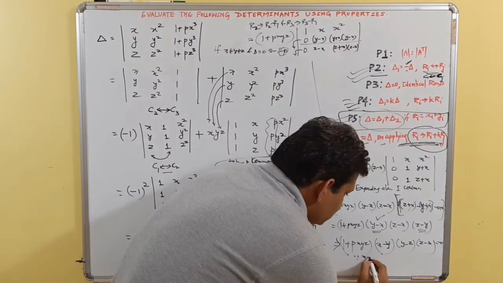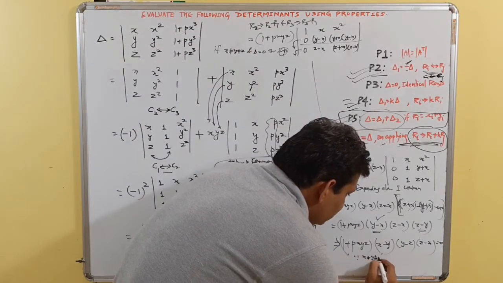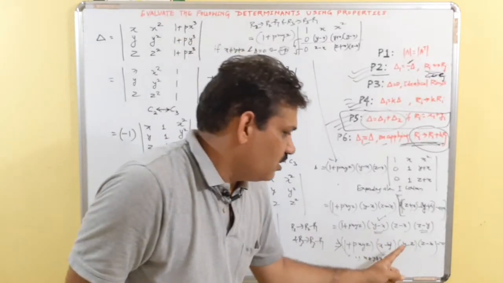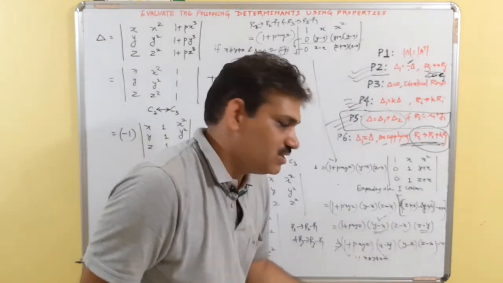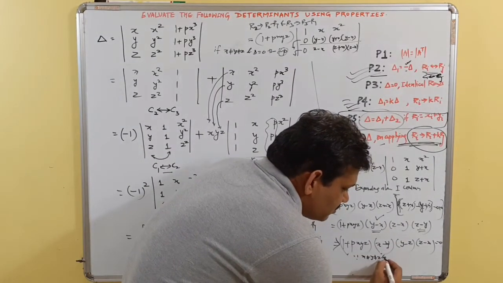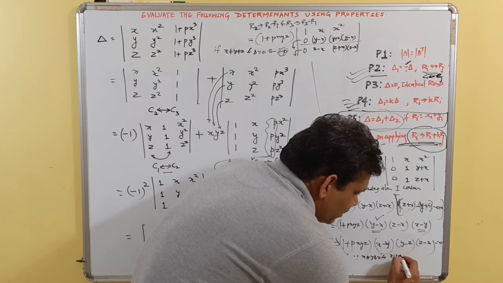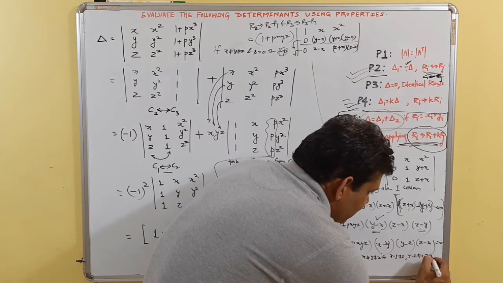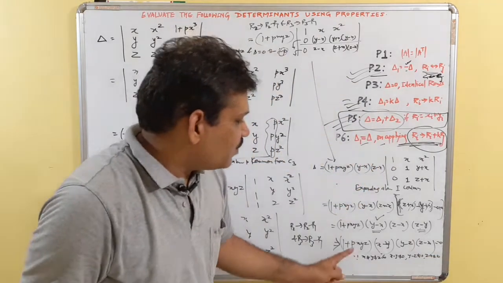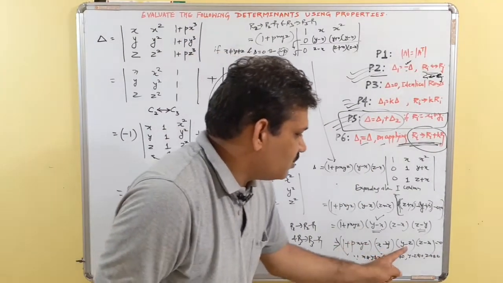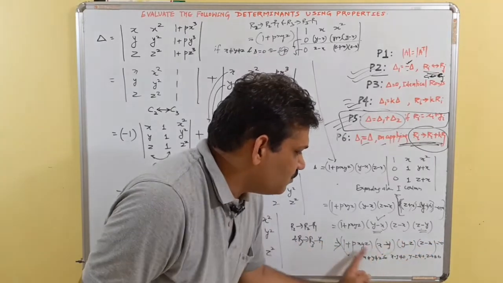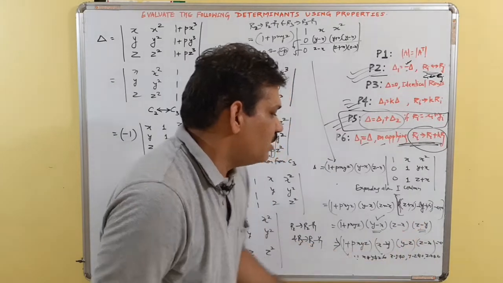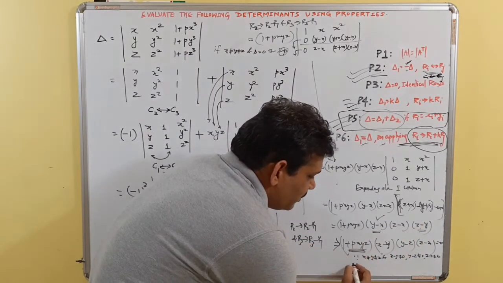Since x is not equal to y is not equal to z, if x is not equal to y, then x minus y cannot be 0. If y is not equal to z, then the difference cannot be 0. So x minus y cannot be 0, y minus z cannot be 0, z minus x cannot be 0. Now the product of these four factors is 0, but out of these four factors, three are non-zero factors.